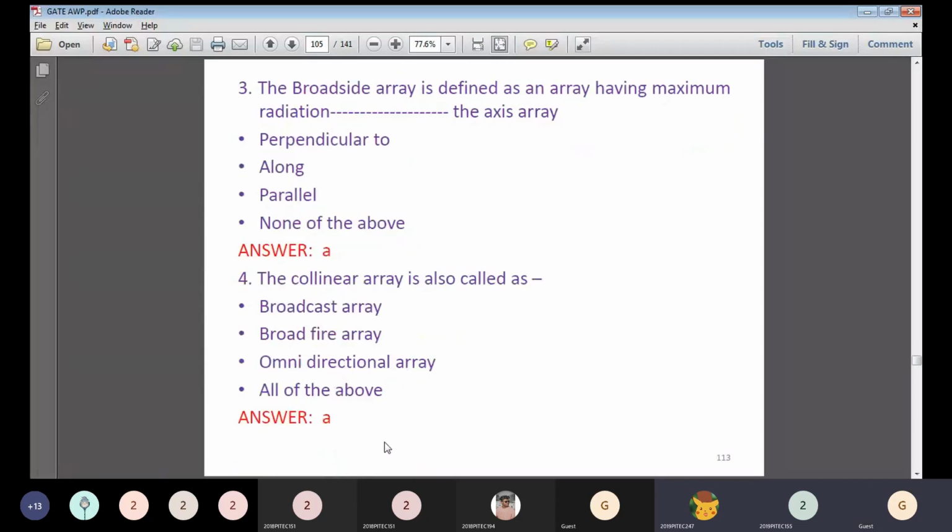The broadside array is defined as an array having maximum radiation dash the axis of the array, which is A, perpendicular to axis. We already said that. Perpendicular, so we are going to get the field pattern in the form of figure of 8. Next, the collinear array is also called as broadside, broadfire, omni, and all of the above. The another name of collinear array is going to be called as broadcast array.